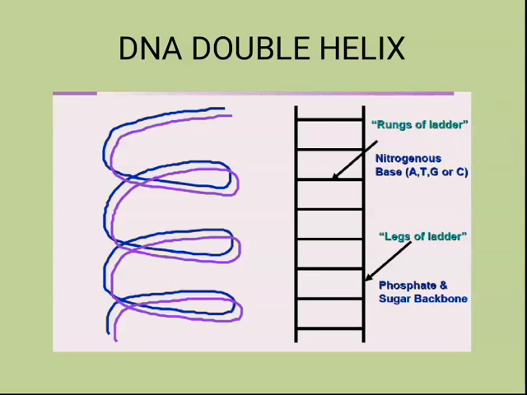The diameter of DNA molecules is uniform throughout. The backbone of this double helical structure is made up of phosphate and sugar. Means it's a phosphate sugar moiety.